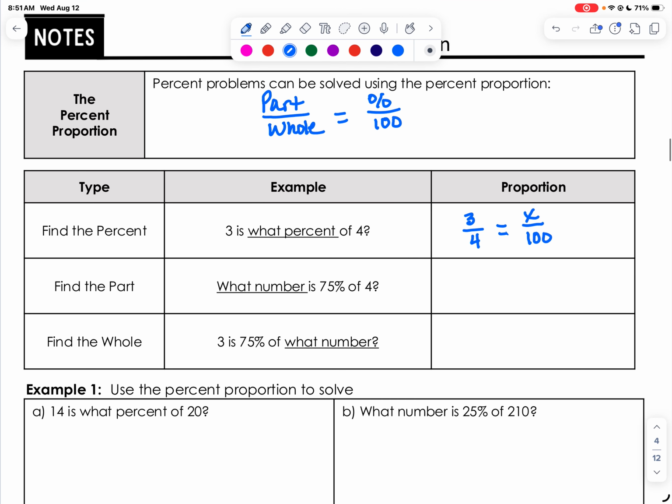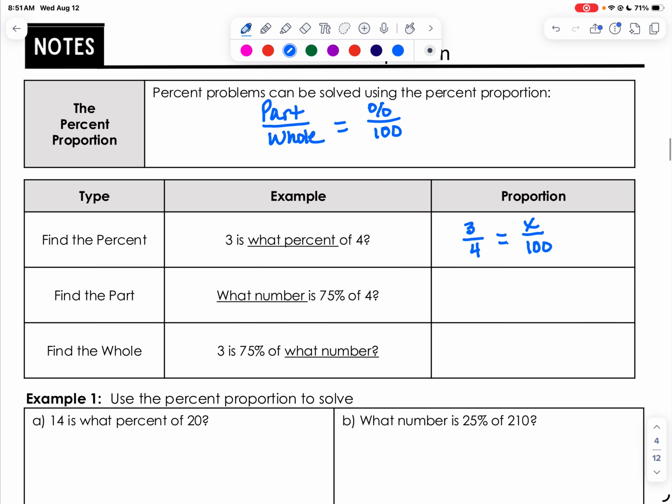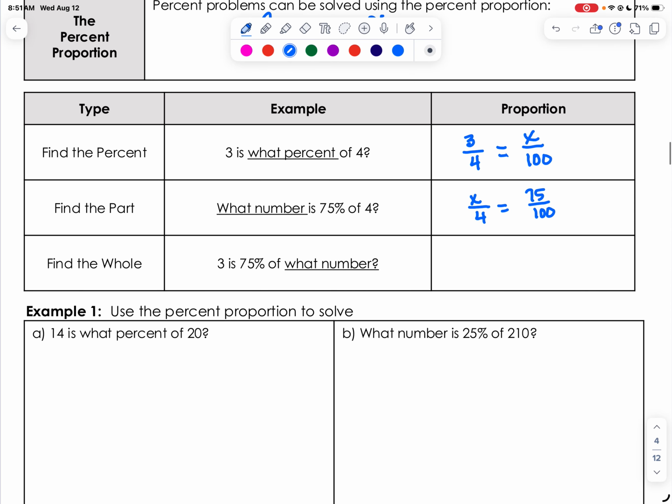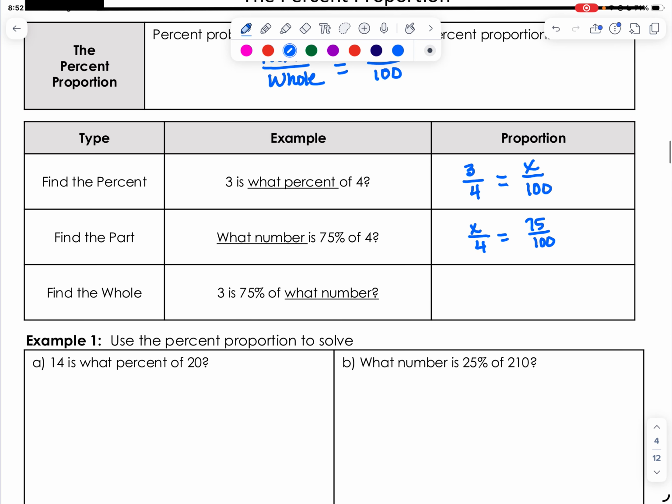You could also be asked to find the part. What number is 75% of 4? So this time we do not know the part. We know the whole is 4, and we know the percent is 75. So our proportion would be x over 4 equals 75 over 100.